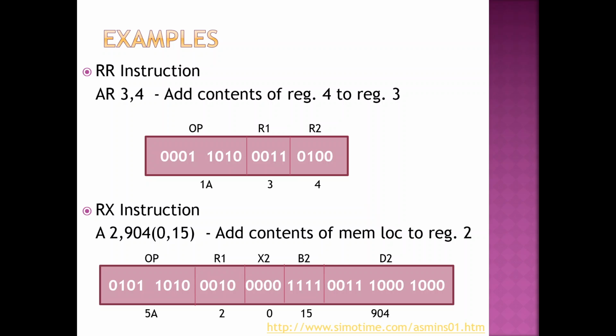Let us take the first instruction, the RR instruction. The example we saw is AR 3, 4, which means add the contents of register 4 to the contents of register 3 and store the result in register 3 itself, right? AR's opcode here is 1A. How do I know that? I have to go and see the opcode sheet, right? So AR's opcode here is 1A.